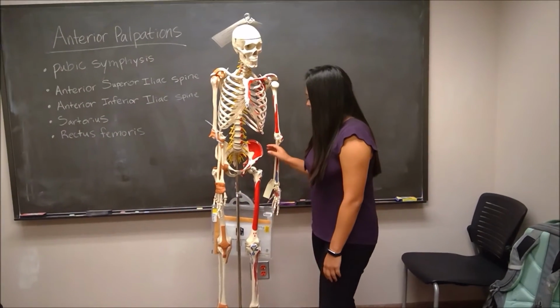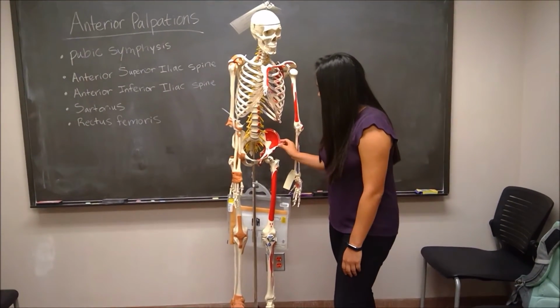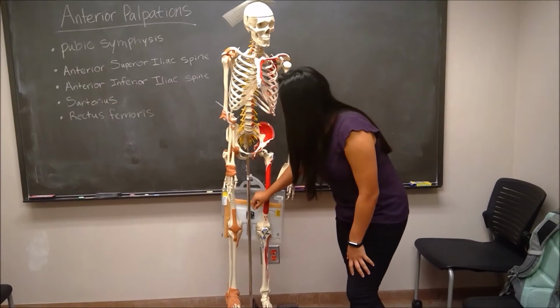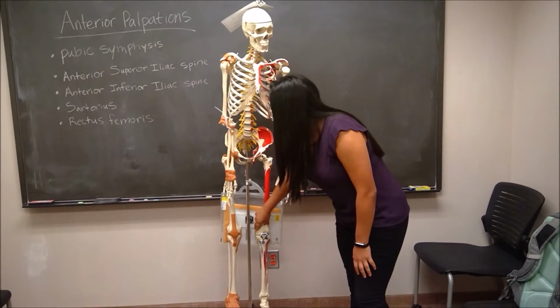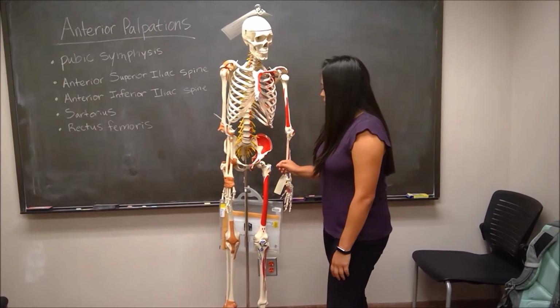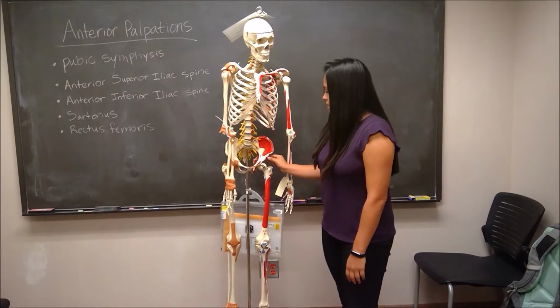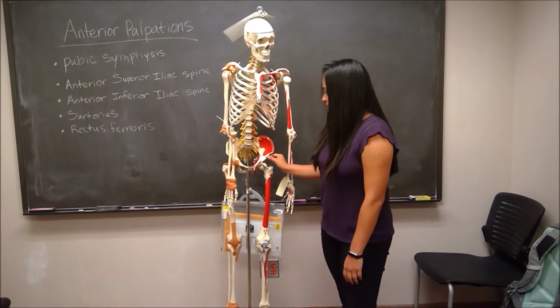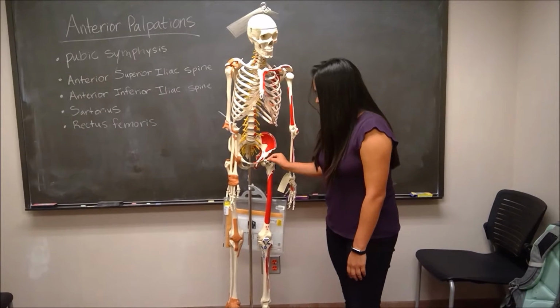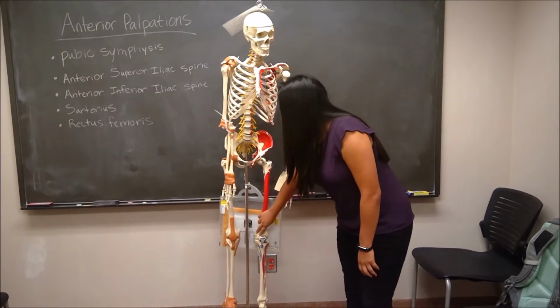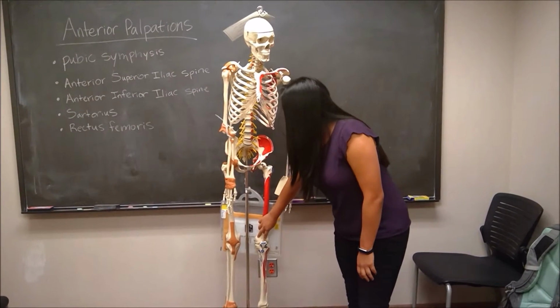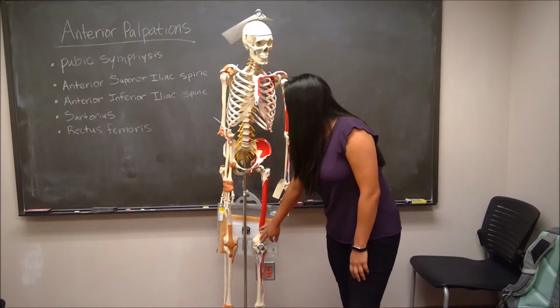The sartorius originates at the ASIS, and it runs diagonally down, and it attaches at the medial knee. And the rectus femoris originates at the AIIS, and then it runs anteriorly down and attaches at the anterior knee, the vastus group.